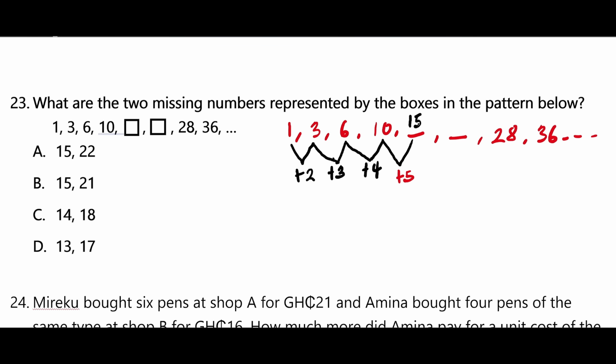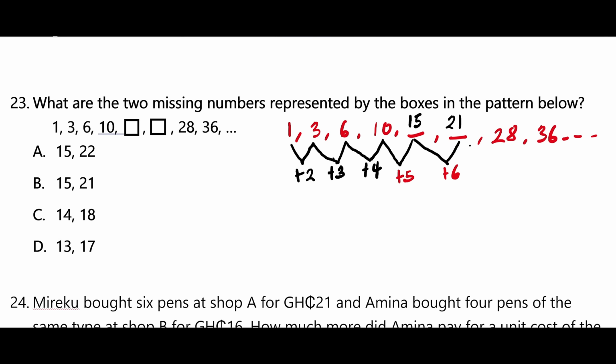Also from 15 to the next missing number, guess what? That will be plus 6. And 15 plus 6 gives 21. So let's keep on checking and see whether we can get the exact numbers that have been represented here.